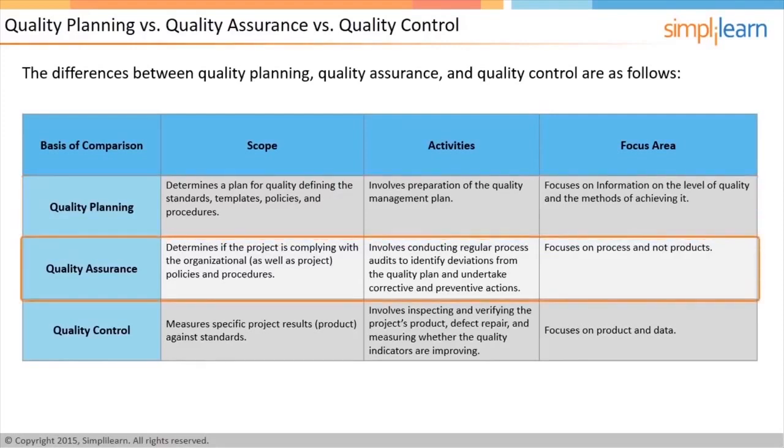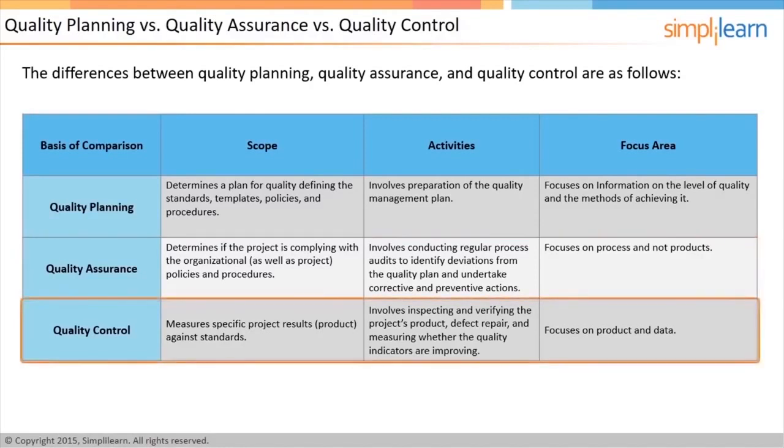It is the aim of quality assurance activities to ensure that the activities planned under quality planning phase get executed for the project. It is the task of quality assurance to determine if the project is complying with the organizational as well as project policies and procedures. This is ensured by conducting regular process audits to identify deviation from what is planned in the quality management plan. These audits are generally done by quality department of the organizations. Quality assurance focuses on the process, not on specific products.